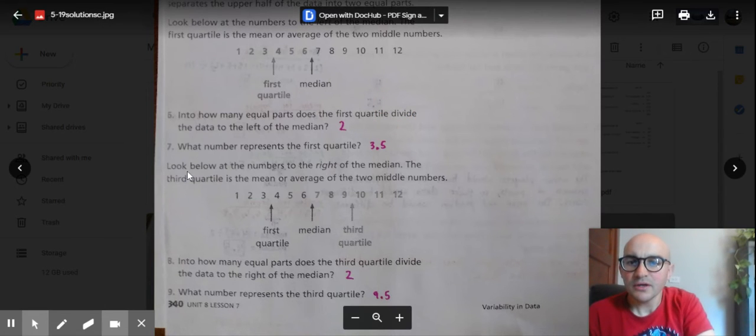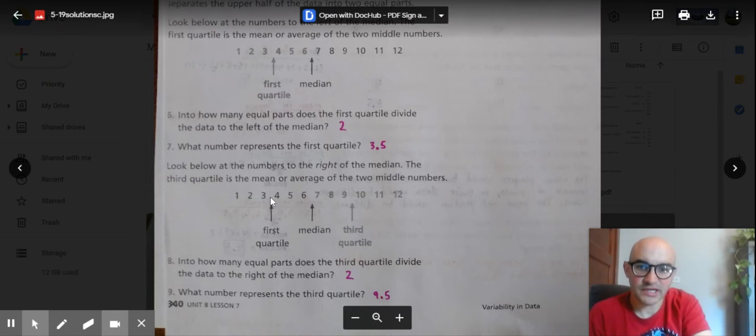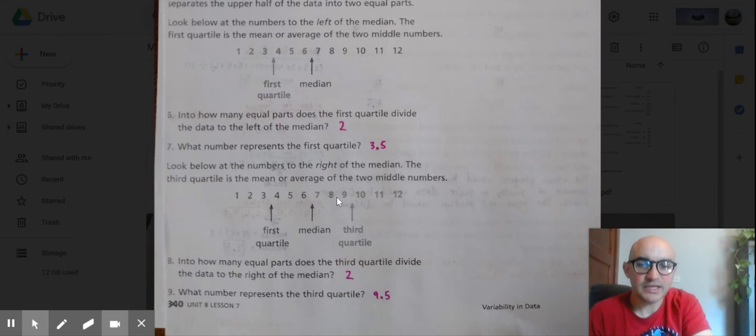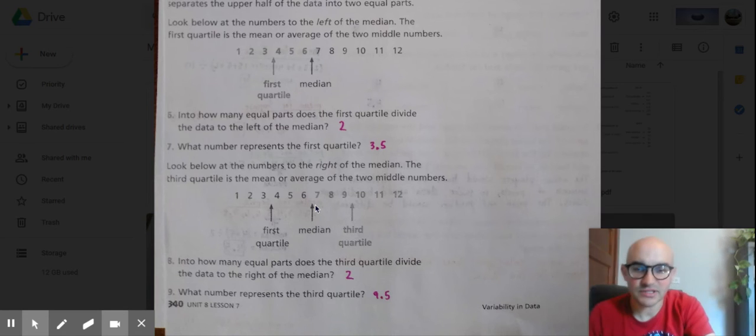Okay? Look below at the numbers to the right of the median. So here we're going to take the same concept we did with the first quartile. Now we're going to use it for the third quartile. Same set of data, similar process. Median divides it into left and right halves. Let's look at only the right half for this part. The right half here has values from 7 to 12.